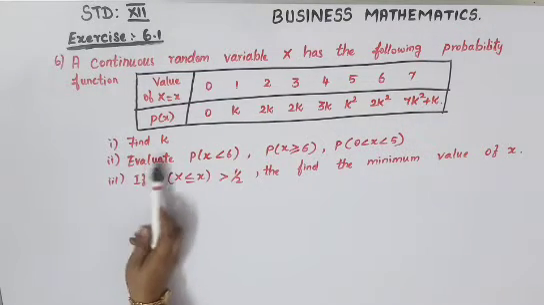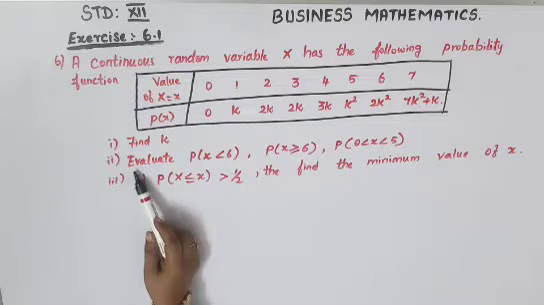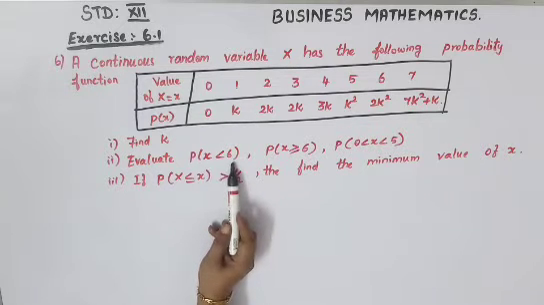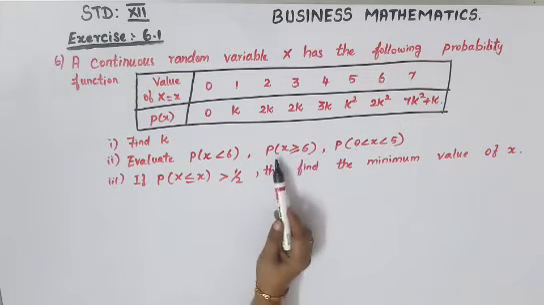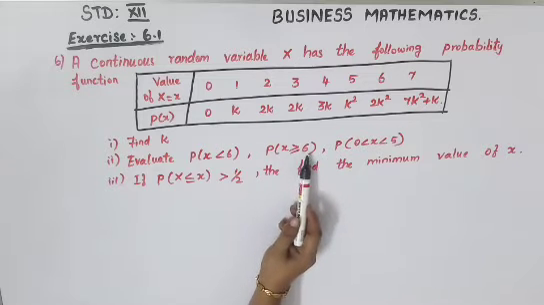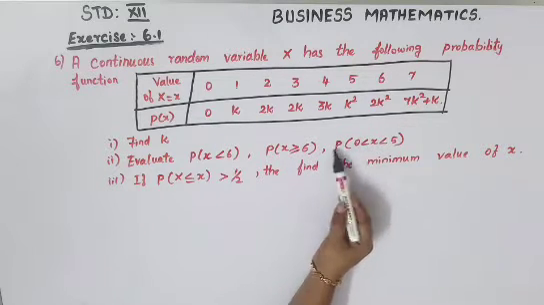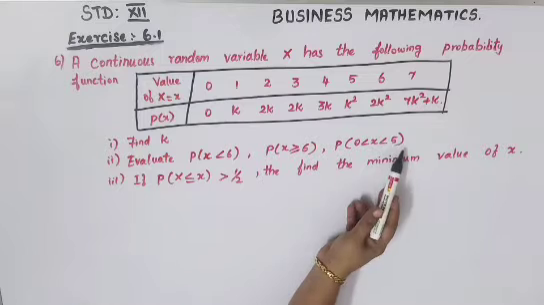They have asked you to find k, that is your first subdivision. Evaluate p of x is less than 6, that is your first part. Second part is p of x is greater than or equal to 6. And your third is p of 0 less than x less than 5. So these three you will have to evaluate separately.